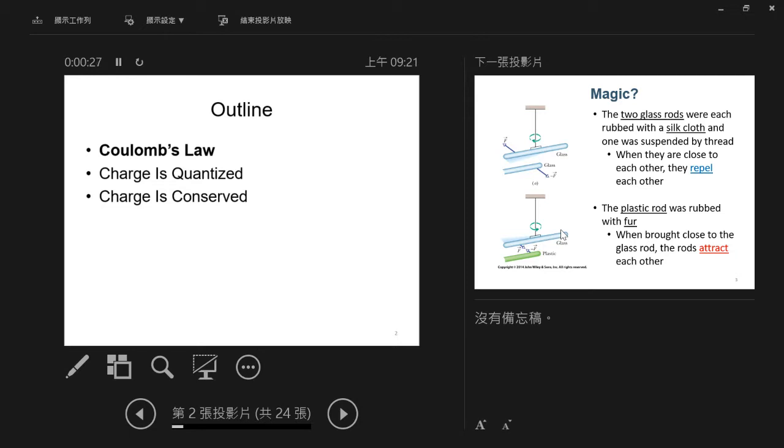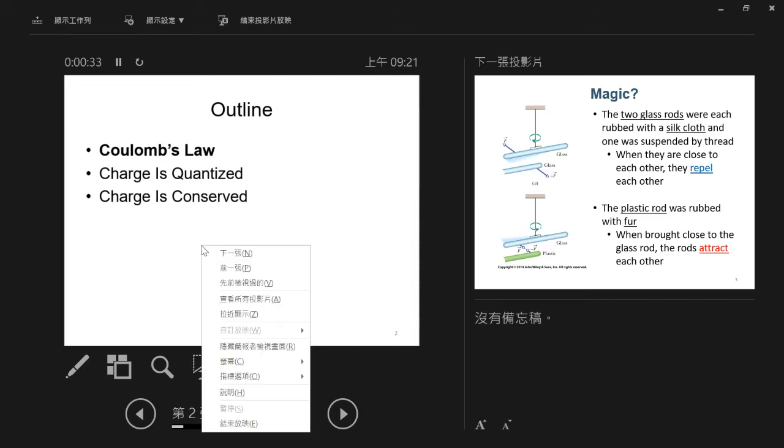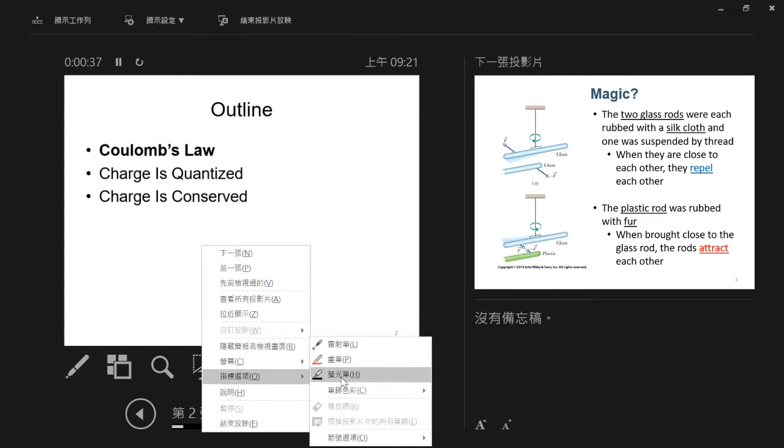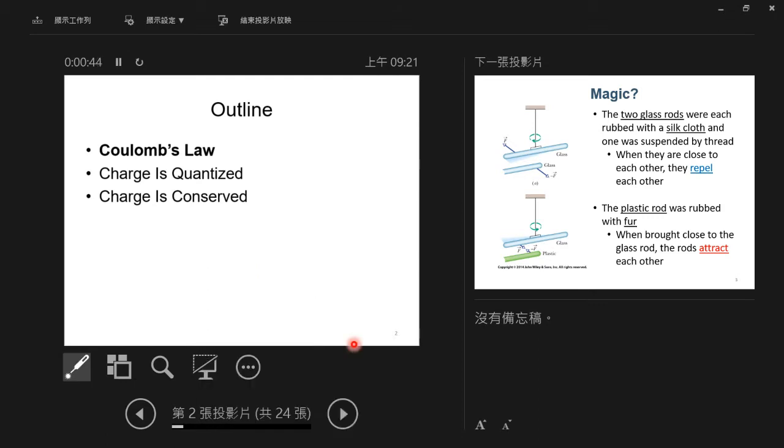The vector summation, and that's it for this chapter. So there is not so much difficult content. But starting from chapter 22, you may feel it is more difficult.